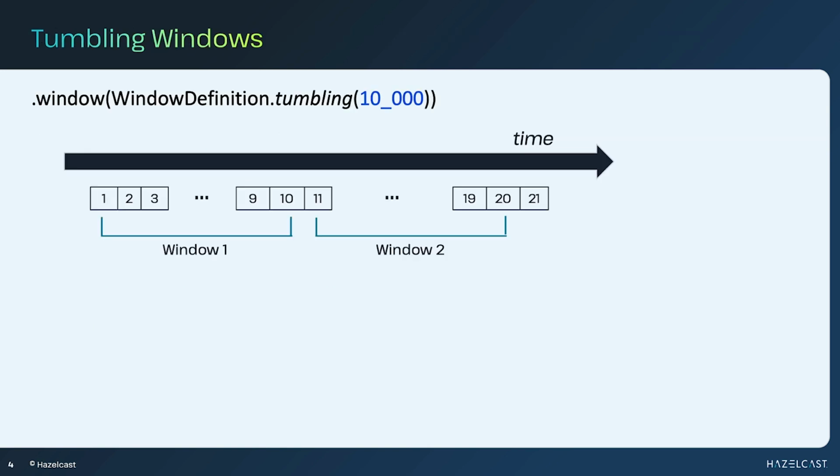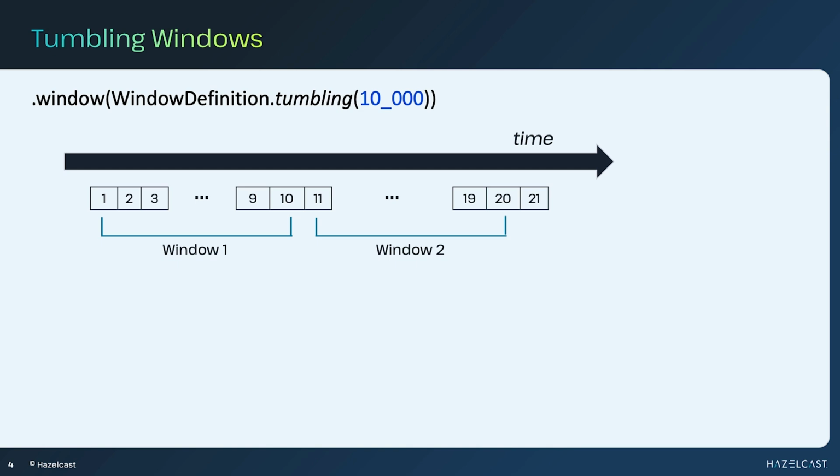Jet supports three types of windows. We'll look at tumbling windows first. We can define a tumbling window using just a single parameter, the window size. The size is time-based and is stated in whatever units match the granularity of our timestamps. Since Kafka timestamps are in milliseconds, here we're declaring a 10-second tumbling window.